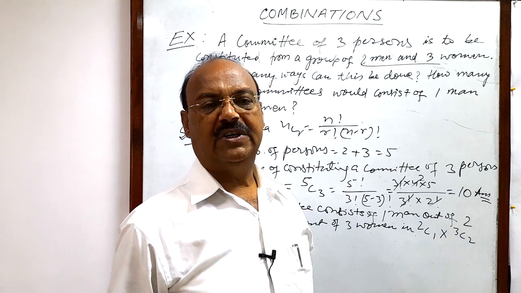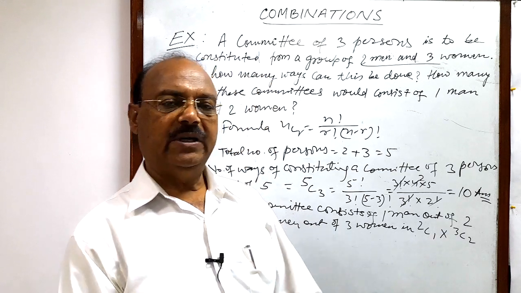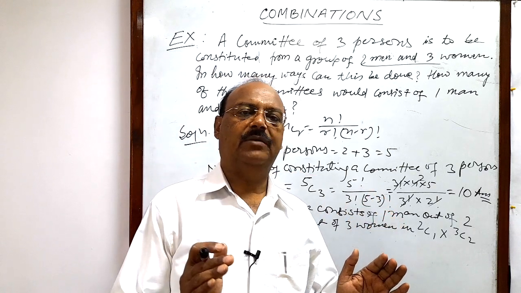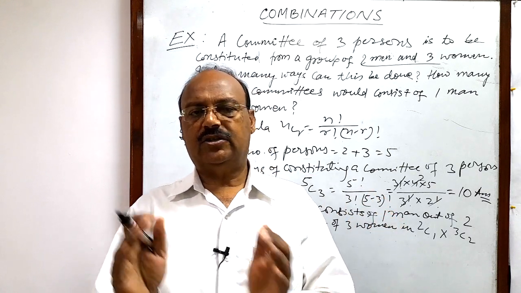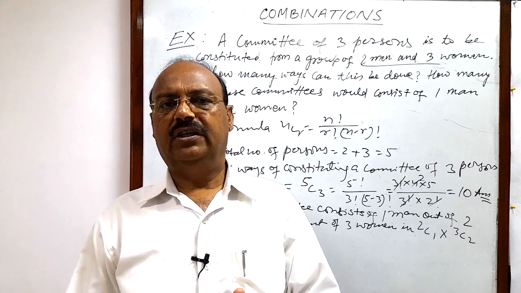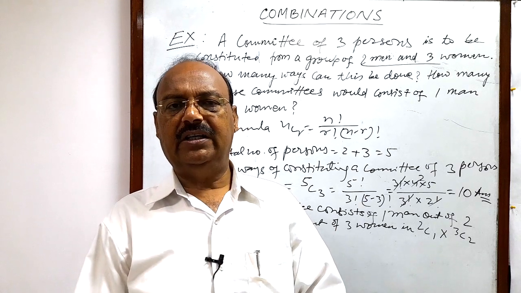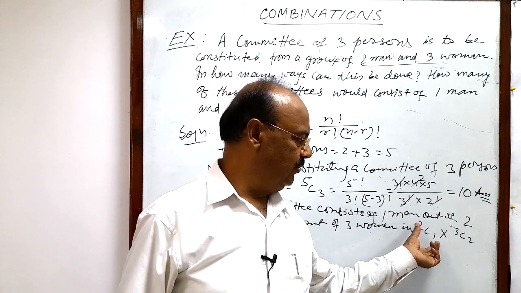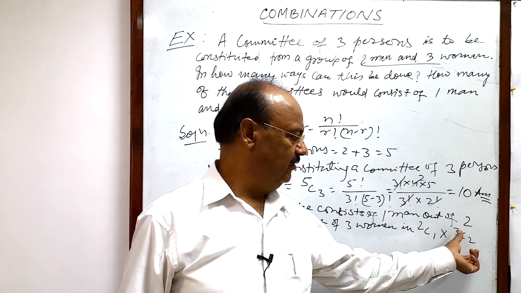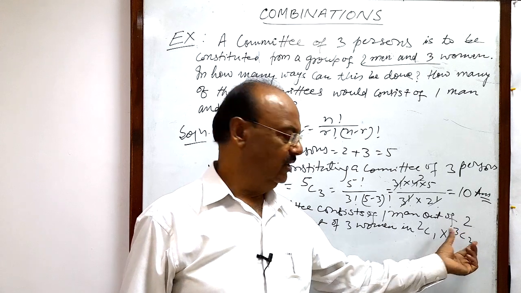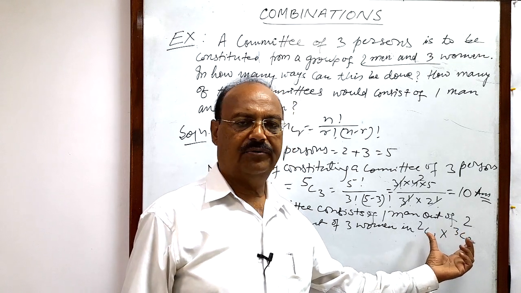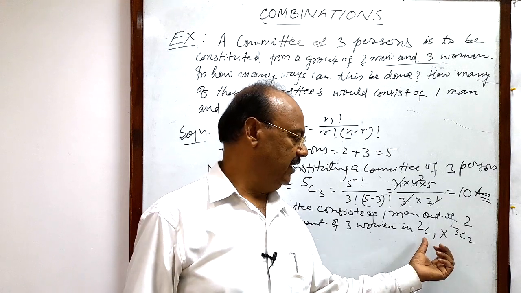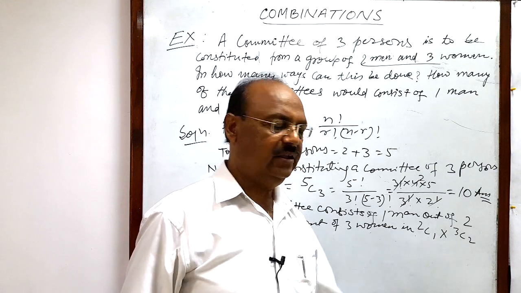According to the fundamental principle of counting. What is the fundamental principle of counting? If a part of the job can be done in m ways and the rest of the job can be done in n ways, then this entire job can be done in m into n ways. So in this way we can constitute a committee of men, and in this way a committee of women. So the entire job of forming this committee would be the multiplication of these 2 numbers, and after evaluating this we will get the answer.